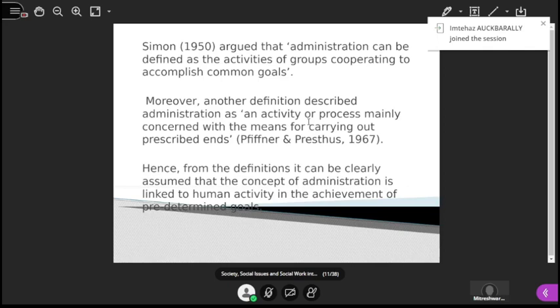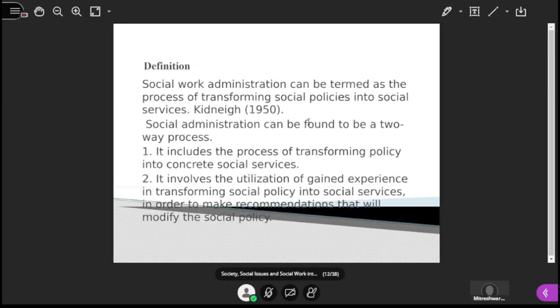So, Simon argued that administration can be defined as activities of groups cooperating to accomplish a common goal. Moreover, another definition describes administration as an activity or process mainly concerned with the means of carrying out prescribed ends. Hence, from the definition, it can be clearly assumed that the concept of administration is linked to human activity in the achievement of predetermined goals. Also, the social work administration can be termed as a process of transforming social policies into social services.